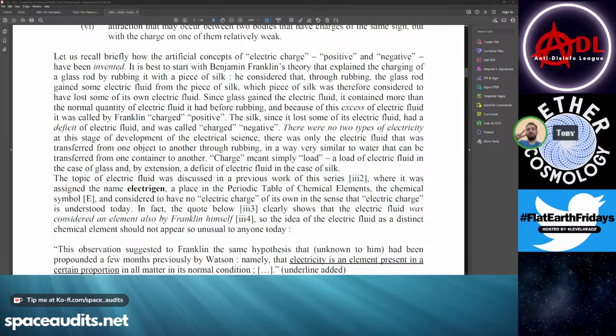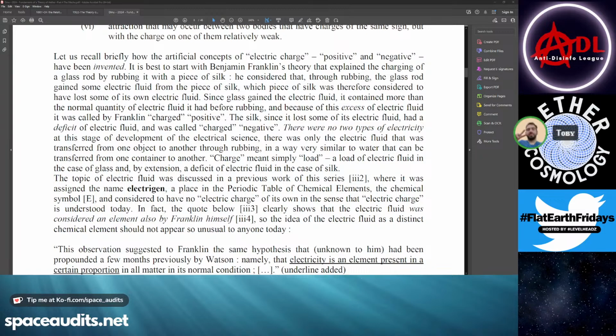He considered that through rubbing, the glass rod gained some electric fluid from this piece of silk, which was therefore considered to have lost some of its own electric fluid. Since glass contained the electric fluid, it contained more than the normal quantity it had before rubbing. And because of this excess of electric fluid, it was called by Franklin, quote, charge, unquote, quote, positive. So, yeah, positive charge, quote unquote.